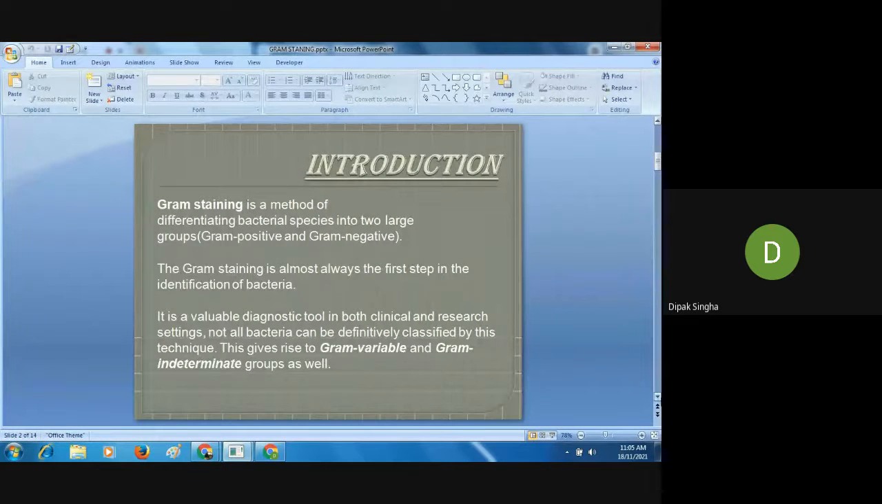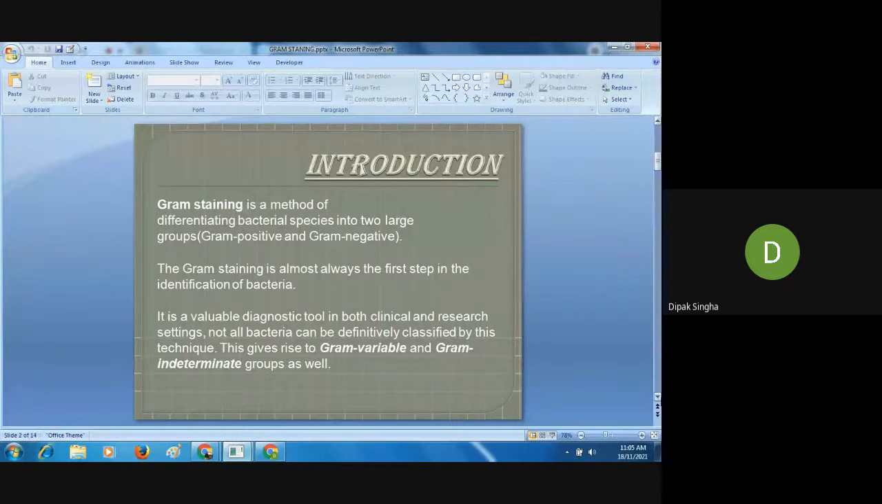So in your practical, whether it is gram positive or gram negative will be identified by the gram staining procedure. But what is the gram staining method? It differentiates bacterial species into two large groups. One is gram positive, another is gram negative.